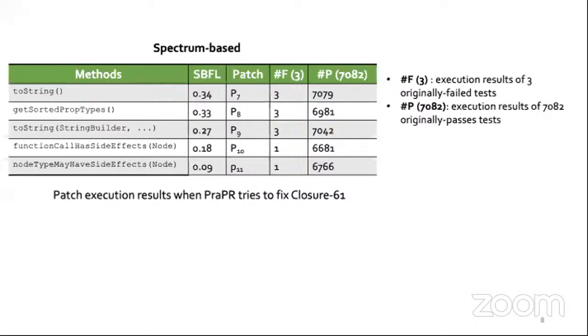In this table, the second column represents the spectrum-based fault localization score of each method. Since spectrum-based techniques only capture coverage information rather than consider the actual impact of the code elements on test behaviors, the buggy method is only ranked at the top four, whereas the last two columns represent the execution results of originally failed and originally passed tests on each patch. For example, out of three originally failed tests, two of them become passed on patch 10, leaving only one originally failed test still failed on that patch.